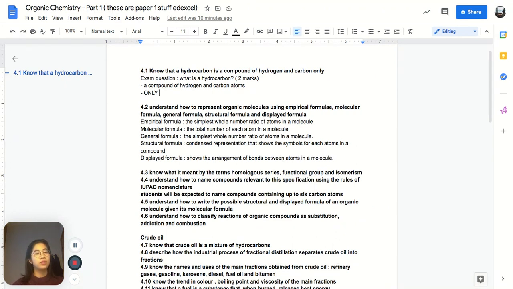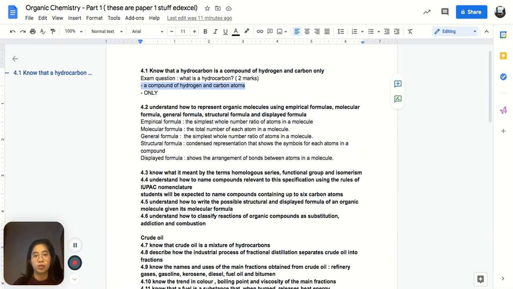Okay, so the first point is 4.1, know that a hydrocarbon is a compound of hydrogen and carbon only. That is a really straightforward spec point. An exam question for this spec point might be, what is a hydrocarbon? Usually it will take you 2 marks, because you need to write 2 things. Everyone knows the first point, a compound of hydrogen and carbon atoms.